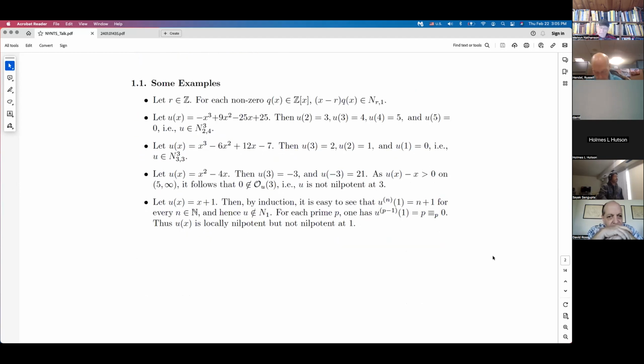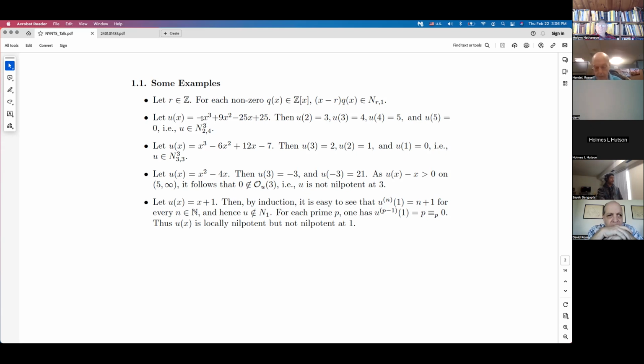So some examples. If you have any R, then each non-zero polynomial Q over Z is going to be nilpotent, because you can just plug in R and the value is going to be equal to 0. So this is nilpotent at R of index 1 and degree, well, degree of Q plus 1. And for non-trivial examples, you can call index 1 polynomials trivial examples, because it's always going to be a multiple of x minus R if you're starting from R.